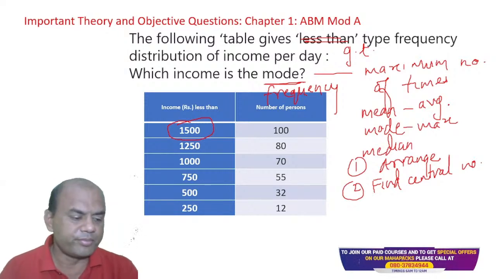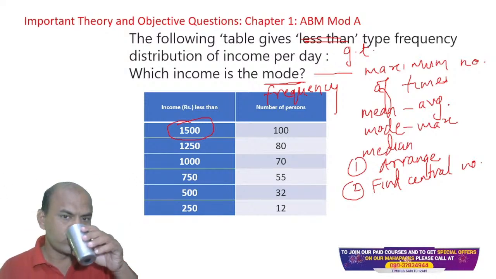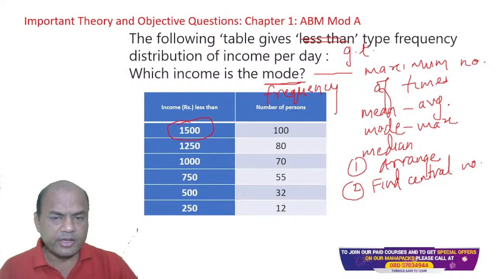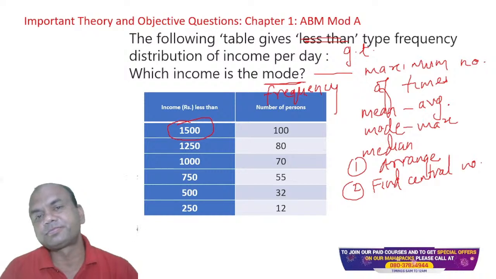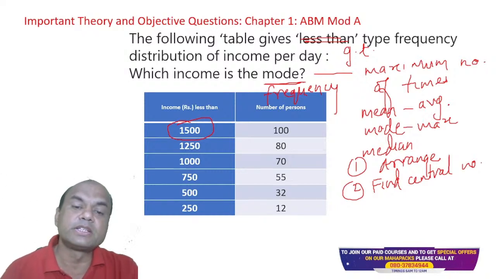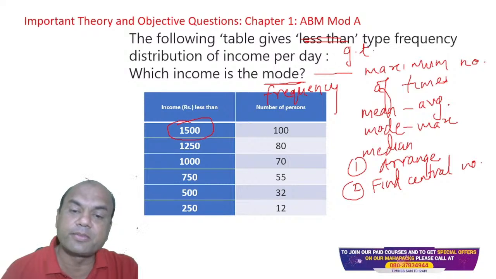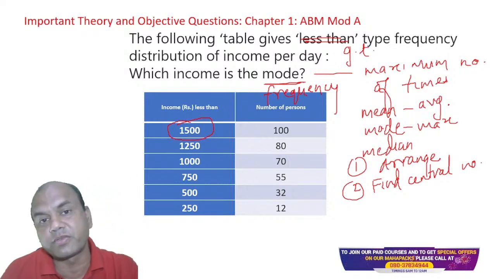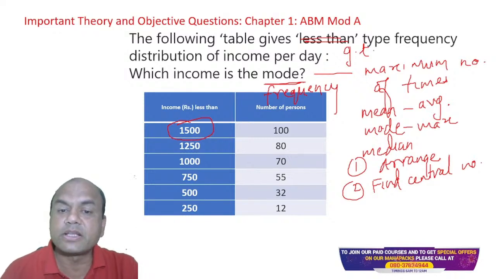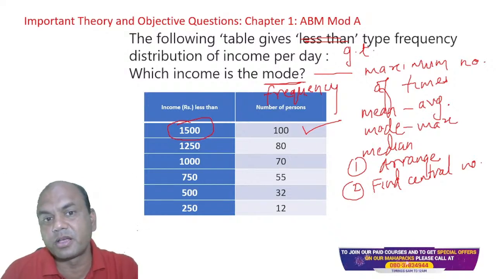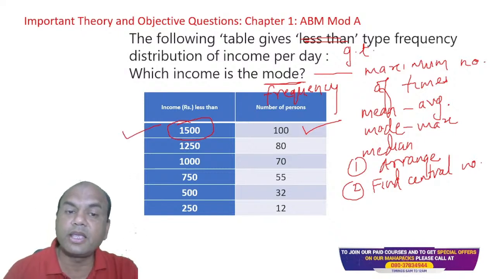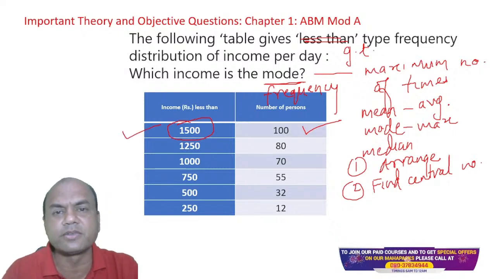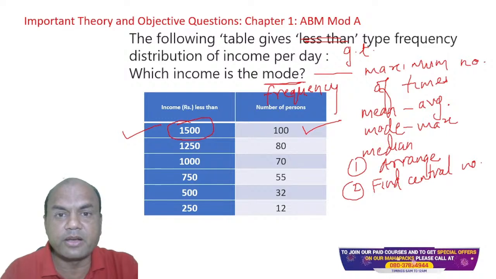So now tell me, what is the mode in this? Which one is coming the maximum number of times? This is the frequency. The one with the maximum frequency is the mode. So which is having maximum frequency? 100. So which income class is the modal class? This is 1500. So this is your answer. In exam, tick on that wherever 1500 is given. Clear, simple. Got it? Shall we move ahead?